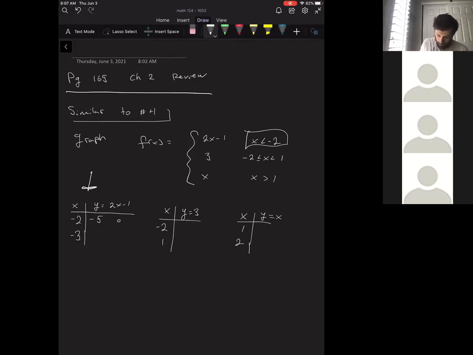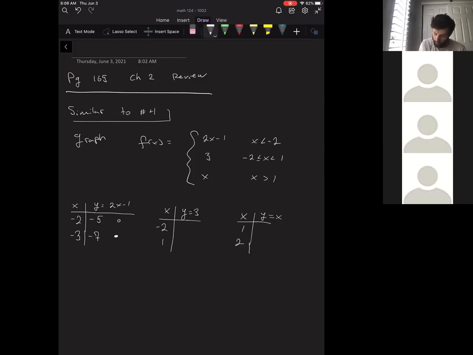Minus 3, if we plug that in, we get 2 times minus 3, which is minus 6. And then minus 1, that's minus 7. And we are allowed to plug in minus 3 because minus 3 is less than minus 2. So we're going to put a closed dot next to that one. Okay, so that table's done. Let's move on to the next table.